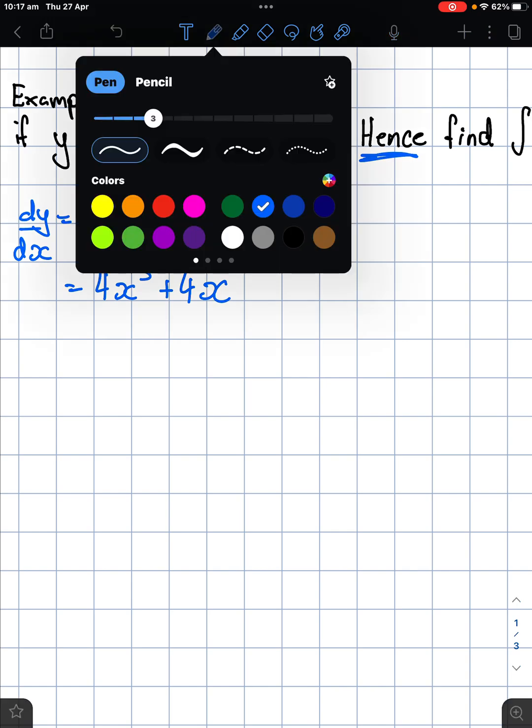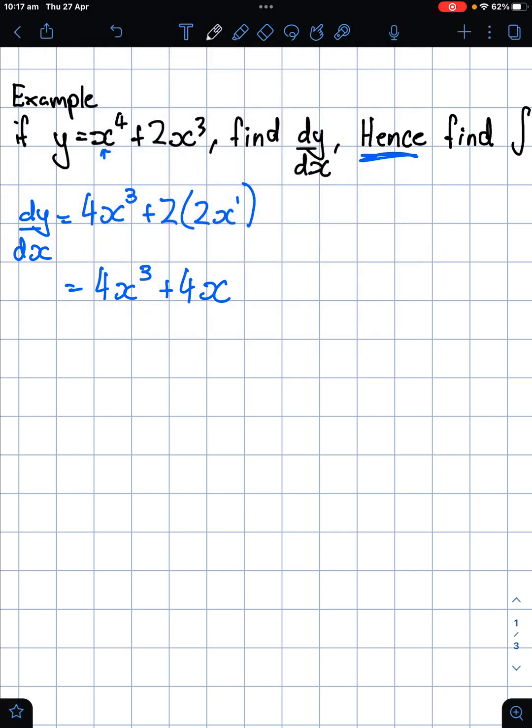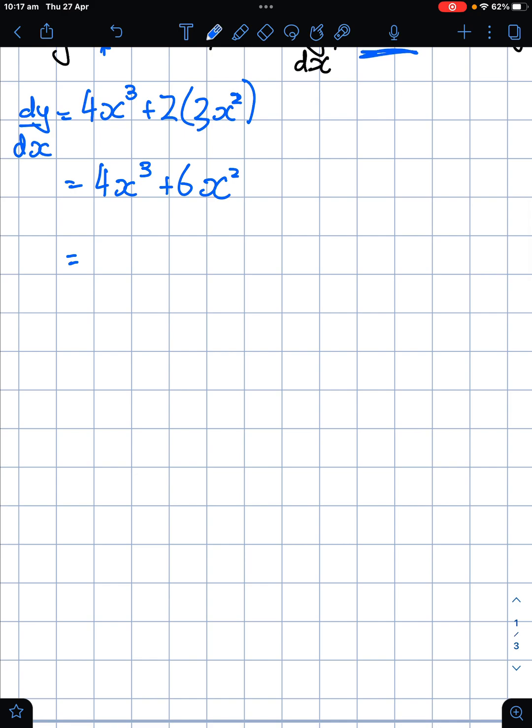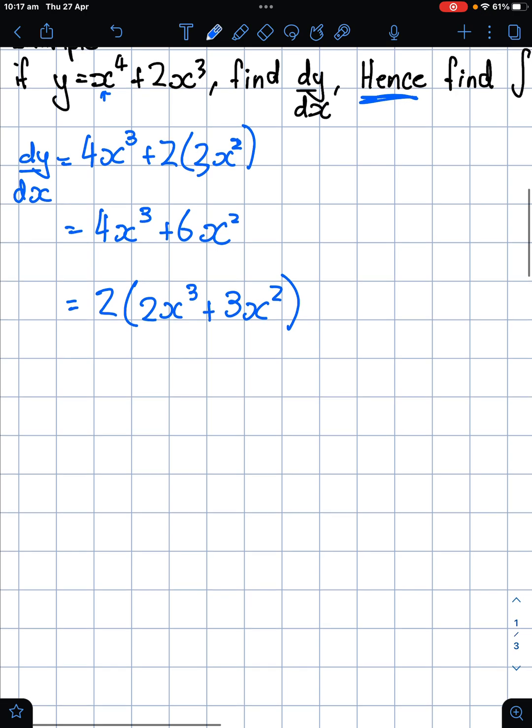Okay, I've stuffed up because this was actually meant to be a cubed, which means that it changes our function a little bit in that we should have a cubed and a squared. All right, and then let's change that to a 6. Now, you'll notice here that this has a common factor of 2. So we've got 2 times 2x cubed plus 3x squared. So we found the derivative of that.